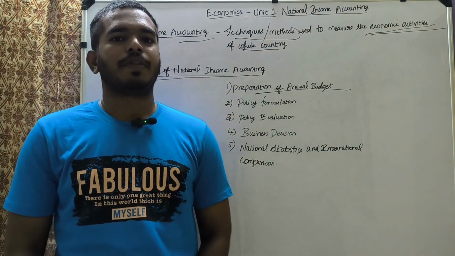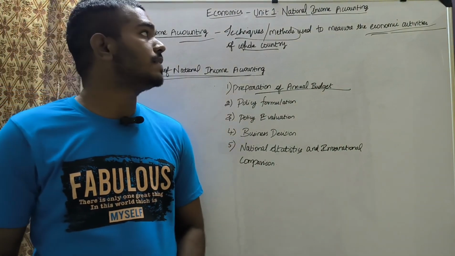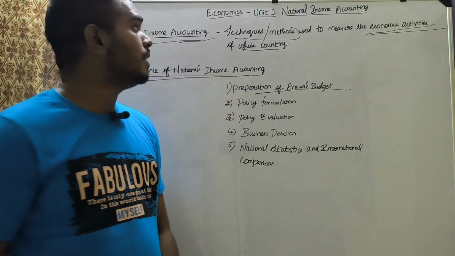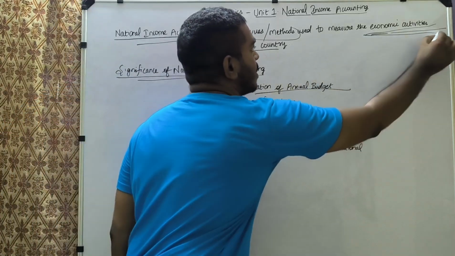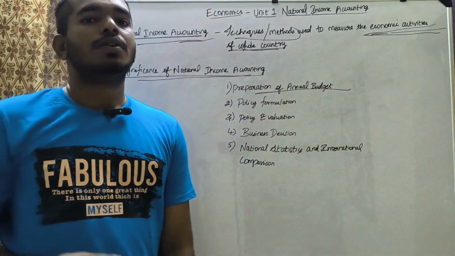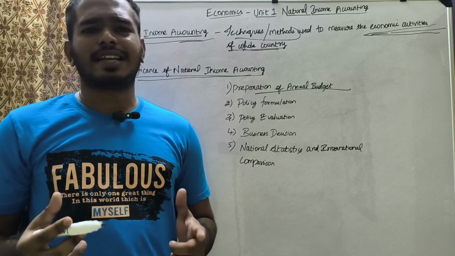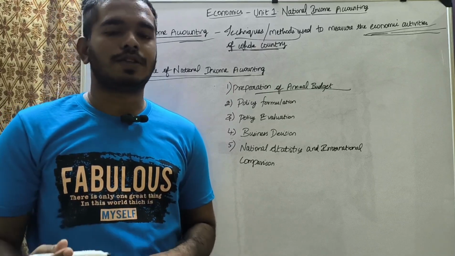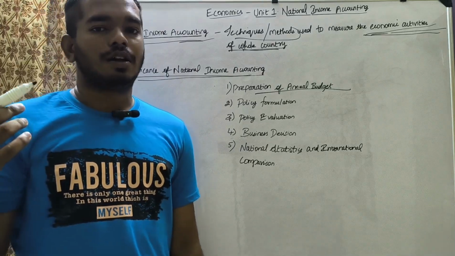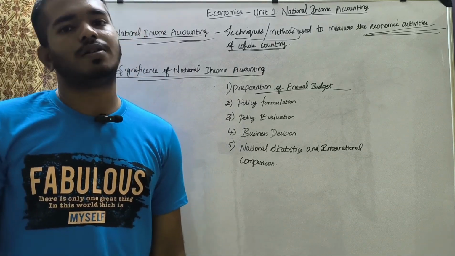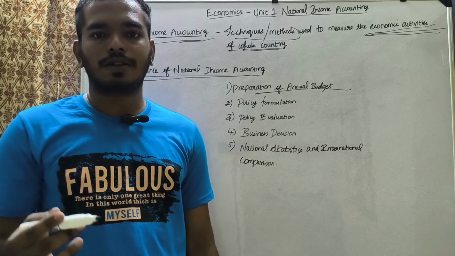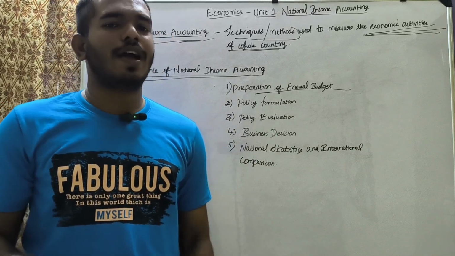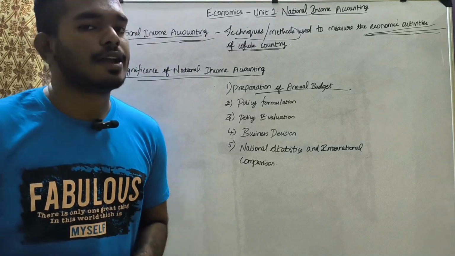Welcome to LBS IAS. In today's economic class, what we are going to see is about national income accounting. National income accounting is nothing but techniques or methods used to measure the economic activities of a whole country. Economic activity is any activity wherever money is involved. Take for example, if you go to a shop and buy some goods or services, it is known as an economic activity because we are paying money for it. So wherever the money is involved, it is known as economic activity.